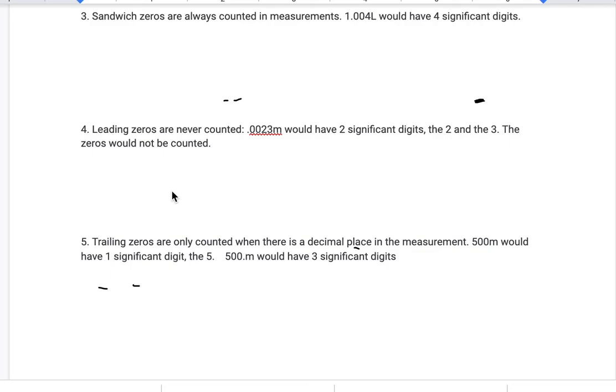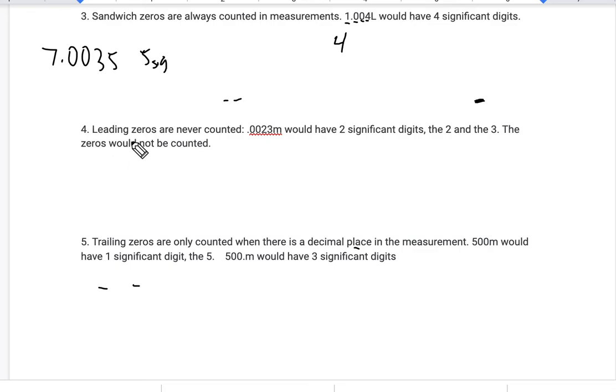sandwich zeros are a little bit trickier. Okay, well, they're not that tricky. You always count them. Sandwich zeros are always counted. So like this one has 1, 2, 3, 4 digits. You count the zeros in the middle, and so this one has 4 significant digits. If you had like 7.0035, this would have 5 significant digits. You're going to count the zeros sandwiched in between two non-zero numbers.